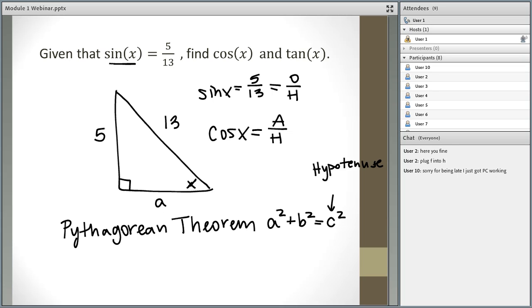So I could say that this is A, or I could call that side B. It doesn't matter. Again, the only one that matters is that the hypotenuse is C. So I called A for adjacent, so I'll just leave that as A. So I have A squared plus 5 squared, that's the other leg, equals 13 squared. And then I'm just going to use that to solve for A.